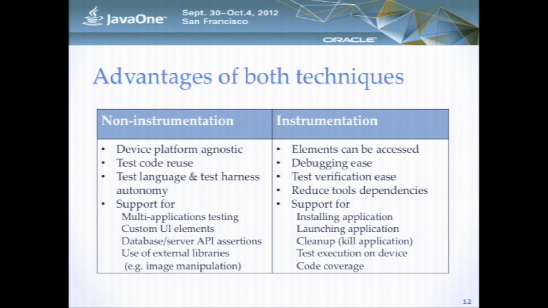The other key feature is that you can do code coverage. You can't do that with a non-instrumentation approach because you need the hooks in order to access how much code you hit as part of code coverage.